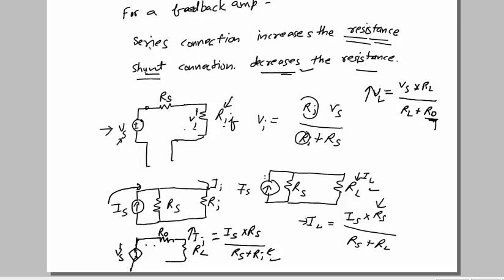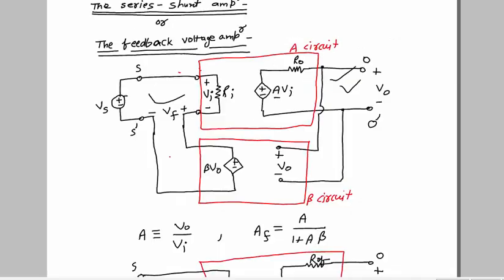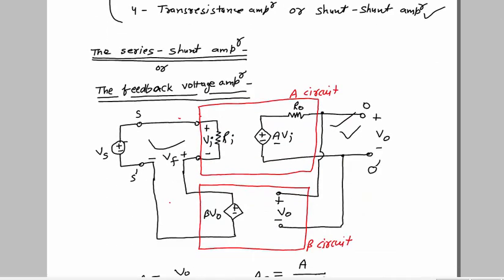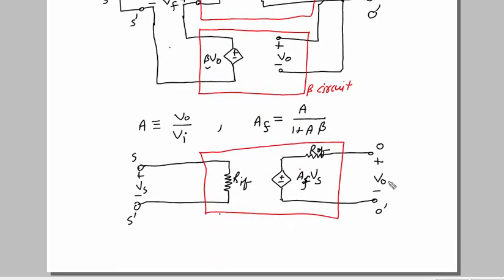Now one more thing I want to tell you here is, again I'll start from the beginning. See, first type. What is A here? A is V by V, output voltage over input voltage, which means it is dimensionless. Now what is beta? VF equals beta V naught, so beta equals VF by V naught, again dimensionless. So that's why A beta is dimensionless.